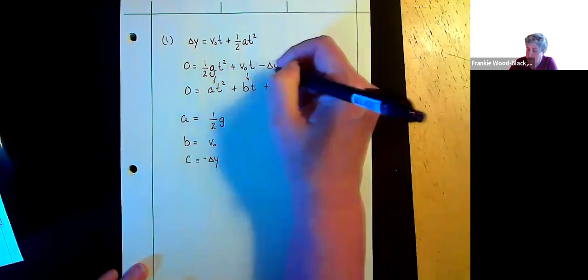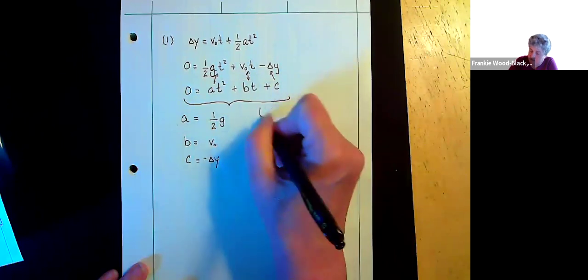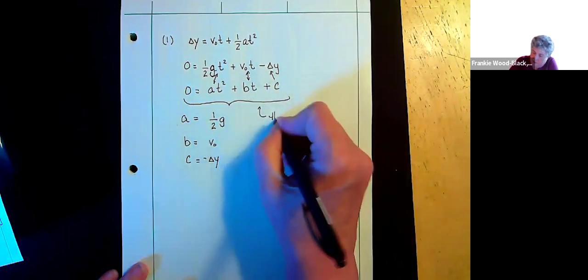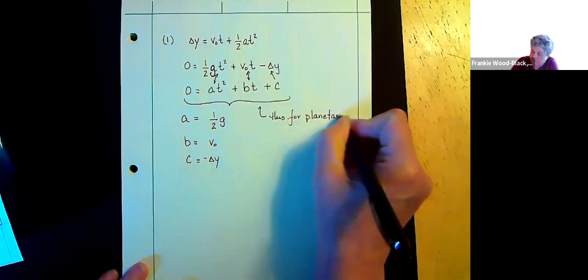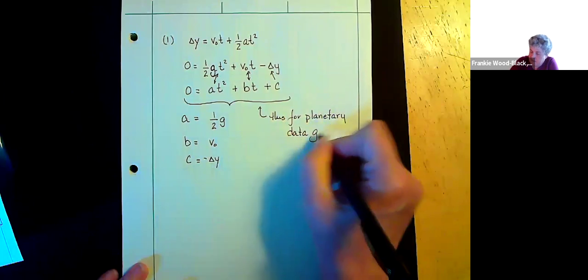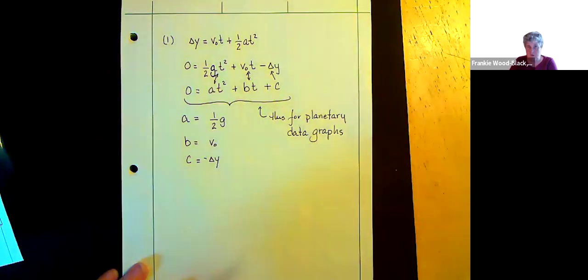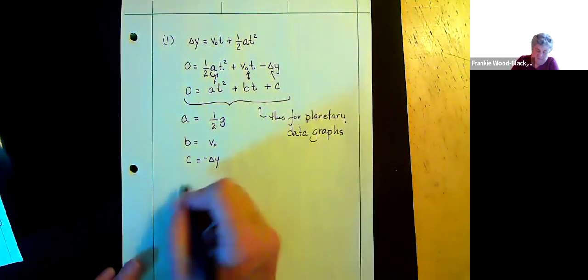So we can use this model to actually read these values. And that's what you did. This is what you did for the planetary data graphs. You either did that or you did this.